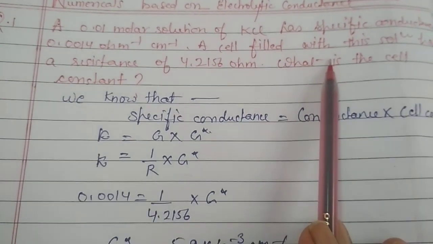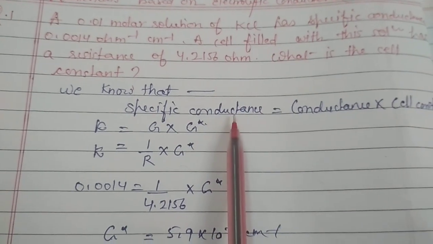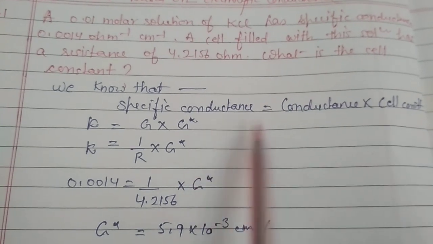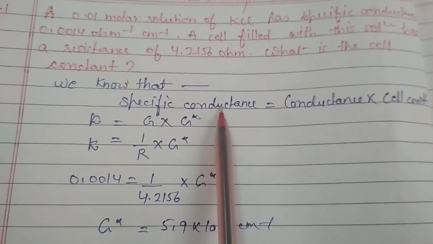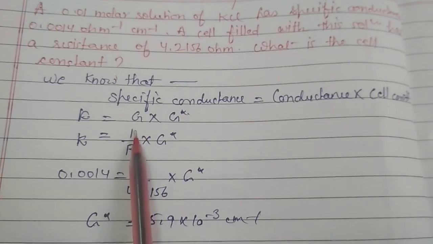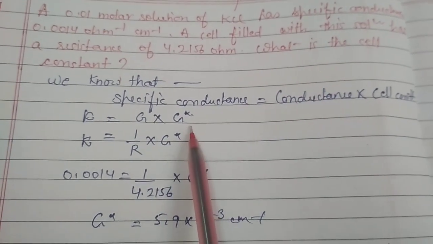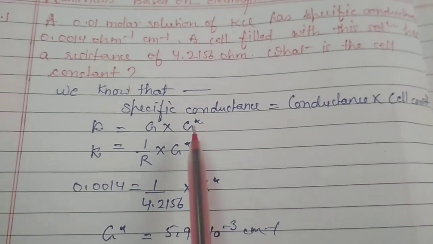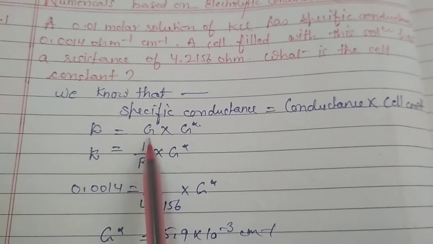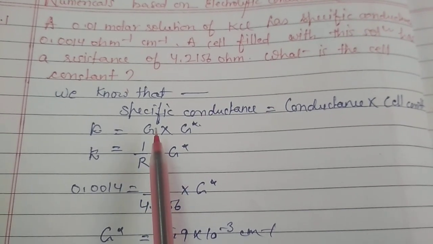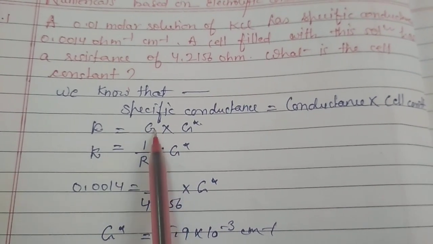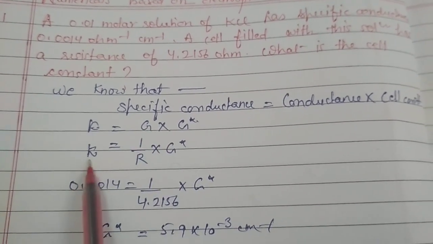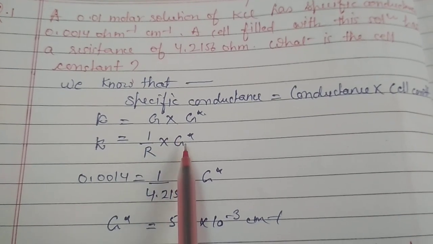It's very simple because we have studied that specific conductance is equal to conductance into cell constant. Yesterday we have derived the formula. So specific conductance is denoted by kappa, conductance by G and cell constant by G star. So we can put the values here, and as we know we have not directly been given the value of conductance. In place of that we have been given the value of resistance. We know that G is equal to 1 upon R. Conductance is reciprocal to the resistance. That's why kappa is equal to 1 upon R into G star.